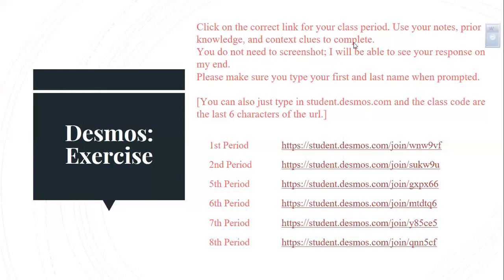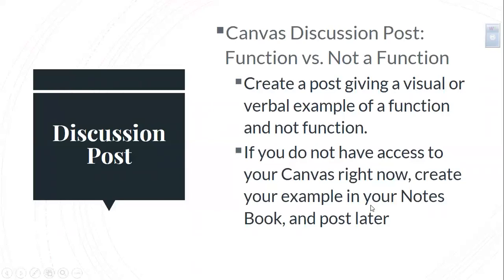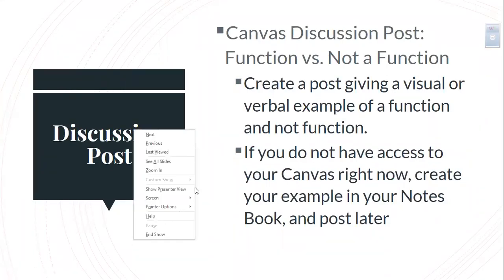So we have a Canvas discussion post. It's so that us in class can collaborate with the people online, so that it's a community of learning. Does that make sense? And so when that happens, I'll put a post out. So for example, we have a discussion post over function versus not a function. So after doing your Desmos, after taking the notes from yesterday, can you give me a visual or verbal example of a function and not a function?